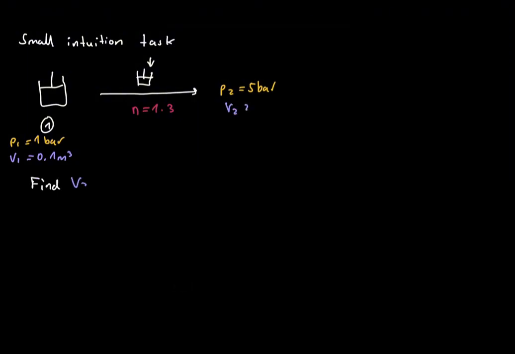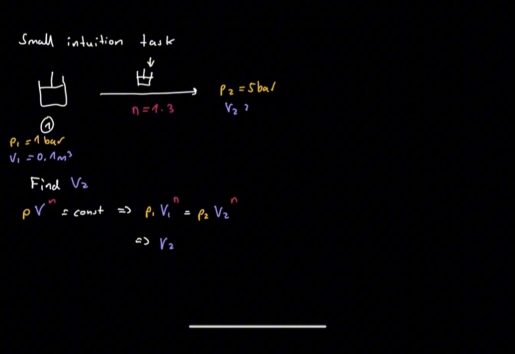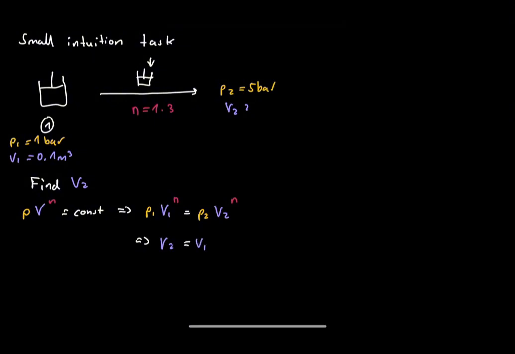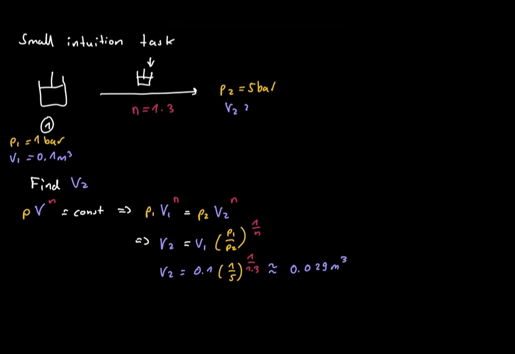We start from P1 times V1 to the power n equals P2 times V2 to the power n. Now rearrange for V2. V2 equals V1 times (P1 over P2) raised to the power 1 over n. Insert the values. V2 equals 0.10 times (1 over 5) raised to the power 1 over 1.3. This gives approximately 0.029 cubic meters. So the volume decreases strongly during compression, and because the process is polytropic, the temperature also increases.